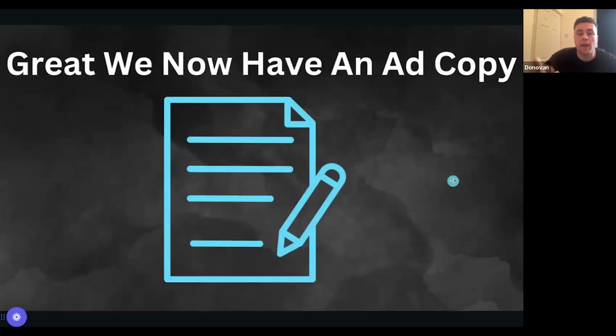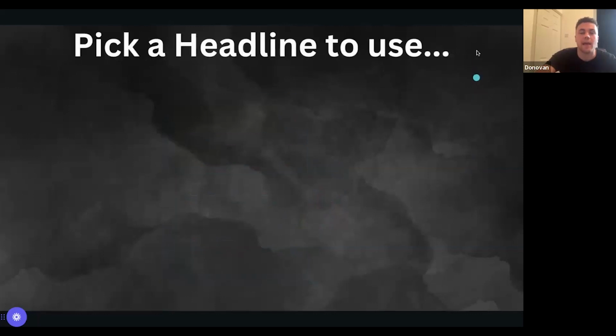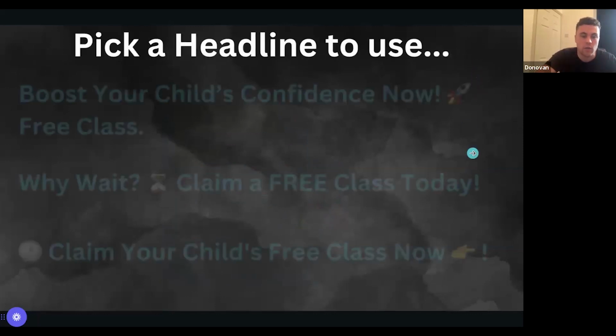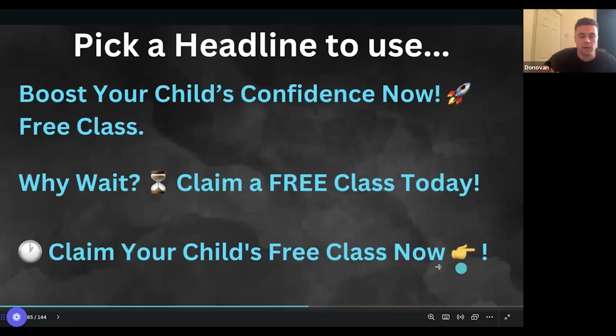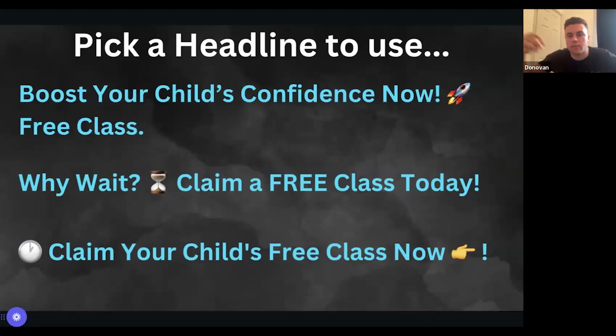Awesome. Great. We now have a Facebook ad copy that you can use. Next, I want you to pick a Facebook headline that you can use. Pick one of these, whichever one jumps out at you. Boost your child's confidence now, free class. Why wait? Claim a free class today, or claim your child's free class now. Pick one of these headlines, write it down, take a picture, do whatever you need to do. Just pick one of them. The headline doesn't really make that much of a difference.